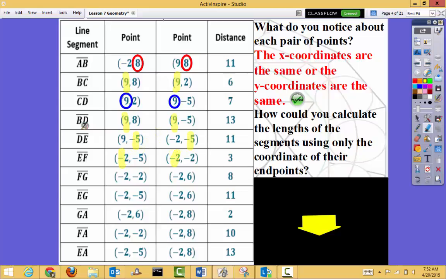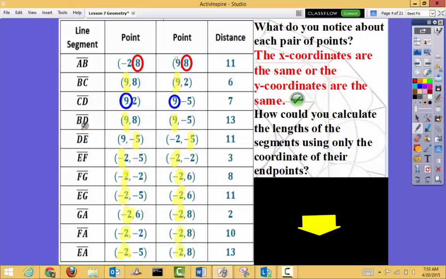And this is going to be very important. It's going to be saving us some time as we continue our lesson if we can see that they will always have some kind of matching coordinate. So, how could you calculate the lengths of the segments using only their coordinates of their endpoints? So instead of having to graph them, what could we do to see if we can figure out some kind of relationship? Well, let's see.